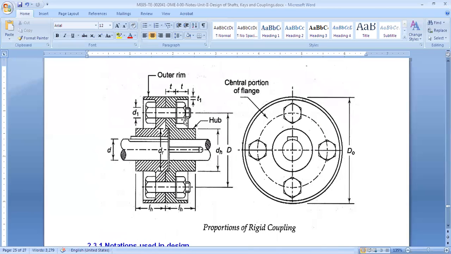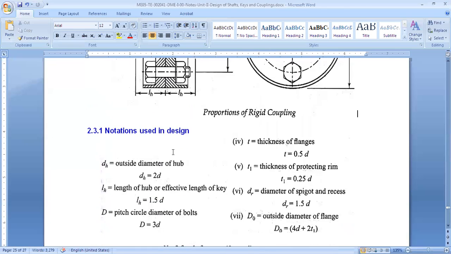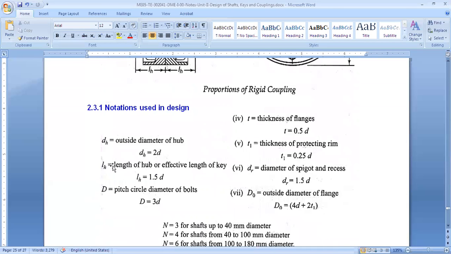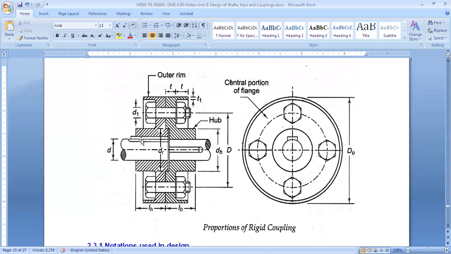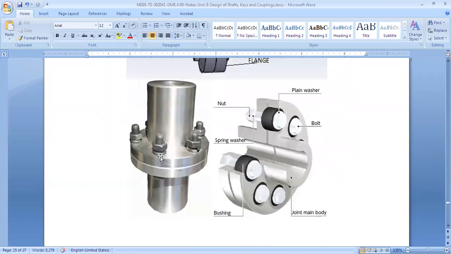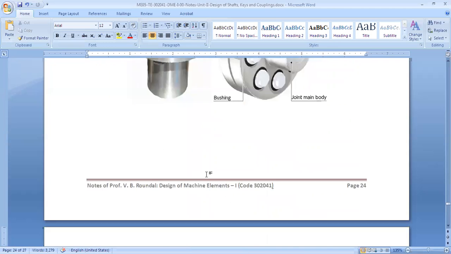Now we have to find out the thickness of the flanges and the length of your hub. Those two things we need to find out. LH is the length of the hub. So if you see, there are two flanges, right? We have to design one flange, and the second flange will be almost identical, right? LH is the length of the hub, the portion which is connected to the shaft, that center portion. If you see this diagram, this portion is the hub, right? These are the flanges, these are the nuts and bolts, right?